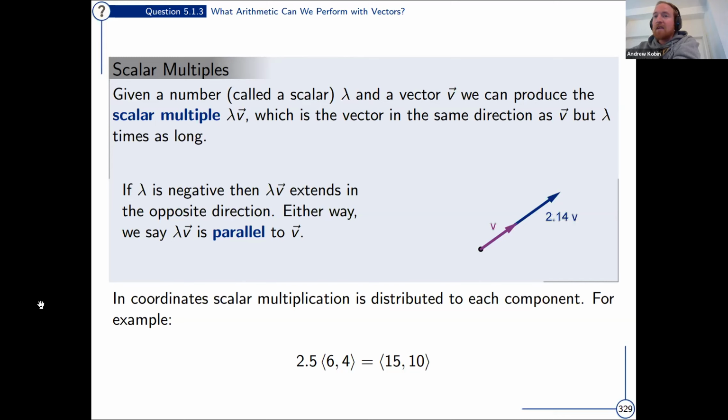In coordinates, scalar multiplication is really easy to compute. If we want to multiply a number like 2.5 by a coordinate vector 6, 4, we just distribute this number into each of the two coordinates. 2.5 times 6 is 15. 2.5 times 4 is 10. And you get the coordinates of the output vector, which is 2.5 times the input vector.